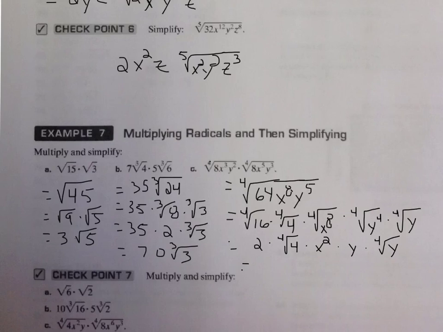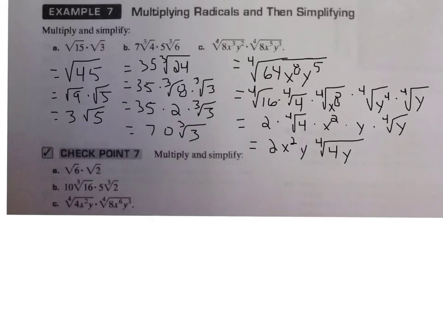Now, anything we took the fourth root of, we're going to put that out front. So that's the 2, the x squared, and the y, and that's going to go out front. 2x squared y. And we're going to multiply that by whatever's left under the big fourth root, which is 4y. Pause here, try your checkpoints, and then I will give you the answers.